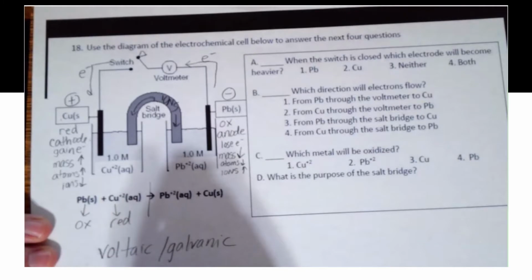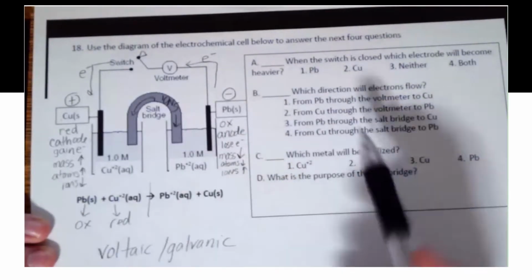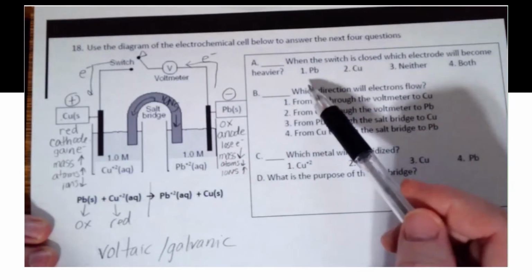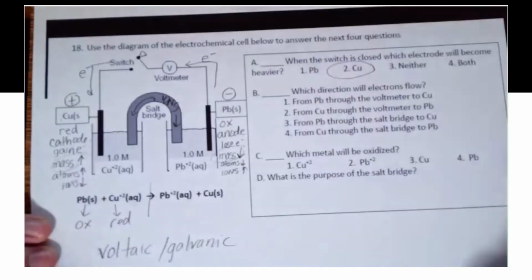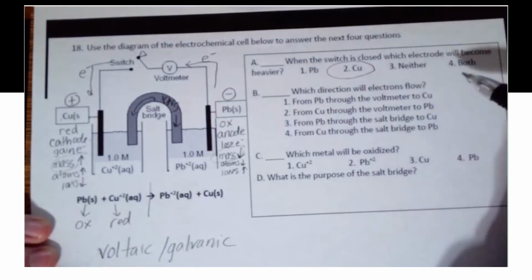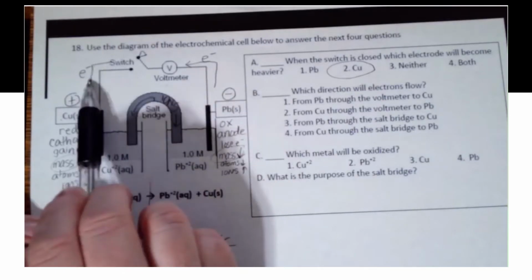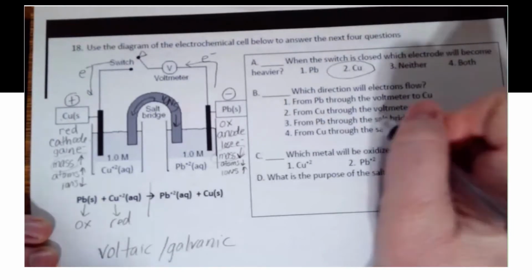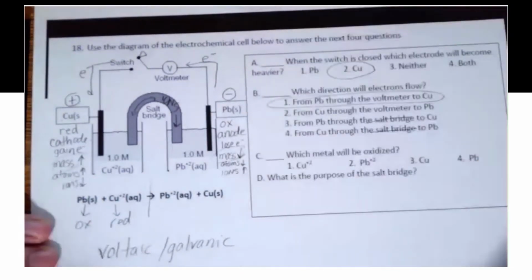All right. Okay, so let's see. That should be enough to answer all the questions. When the switch is closed, which electrode will become heavier? Well, I did figure that out. This one, the mass is decreasing right here. So copper. Which direction will electrons flow? Well, I did figure that out. It went from Pb to Cu. See this? Electrons, first of all, do not go through the salt bridge. So it is from Pb to Cu.